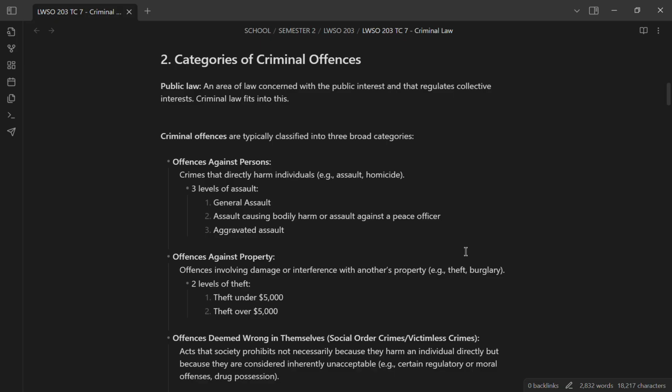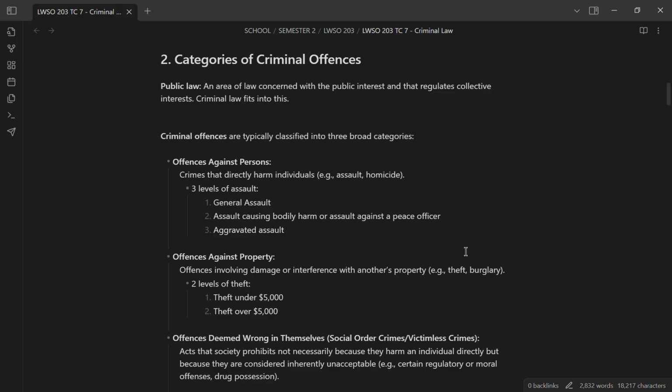Next, we have offenses against property. These are offenses that involve damage or interference with another person's property. There are two levels: theft under 5K and theft over 5K. Those are our offenses against property.